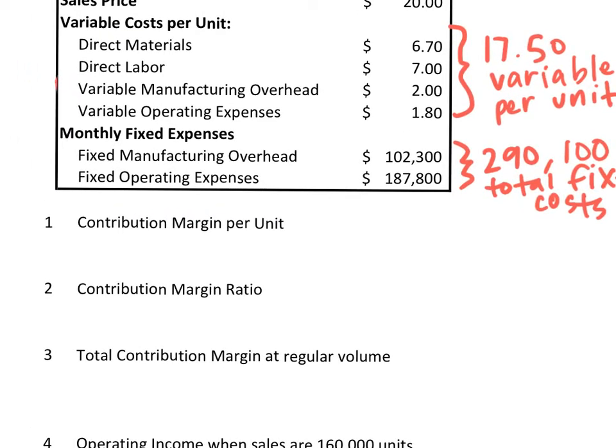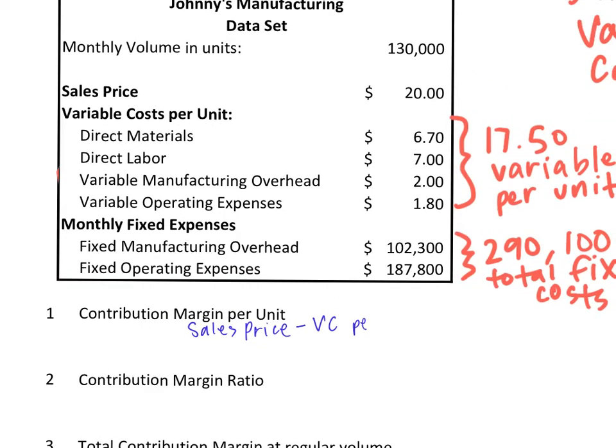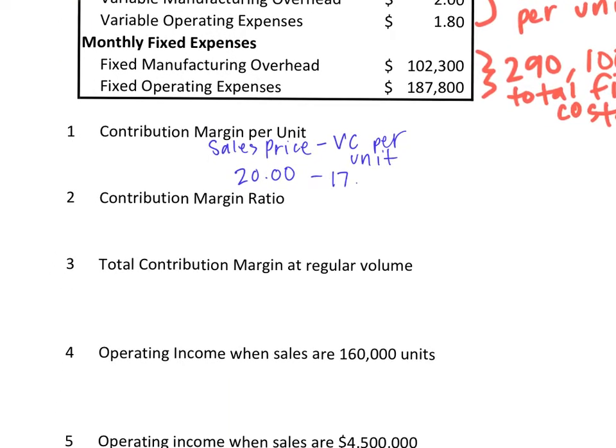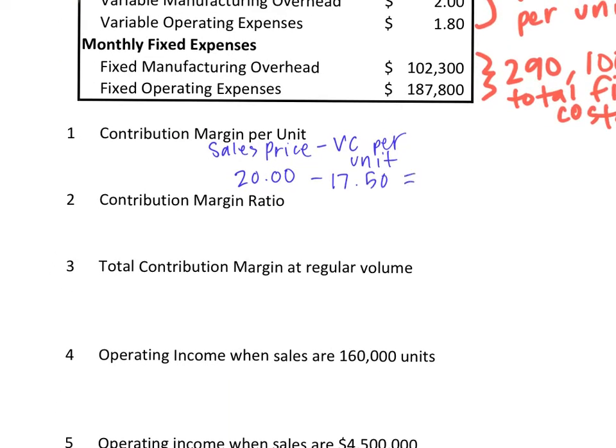To calculate contribution margin per unit, you take the sales price and subtract the variable cost per unit. So we'll look at our data set, find the sales price per unit, which is $20, find the variable cost per unit, which we calculated at $17.50. Take the difference and you arrive at contribution margin per unit of $2.50.